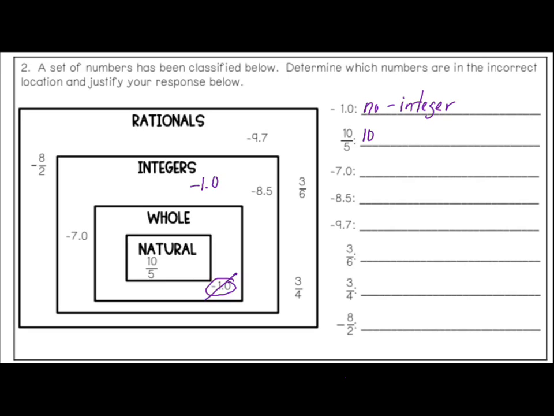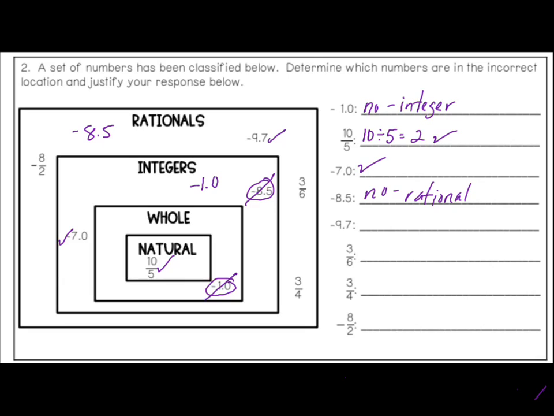Well, 10/5 really means 10 divided by 5, which is 2, which would make it a natural number. It's in the right location. -7.0 would be an integer, and it is in the correct location. So far, these two have been good. -8.5, we have a decimal. It's terminating, it ends. So that means it has to be a rational number. But look, they have it in the integer box. That's incorrect. It should be in the rational box. So we're going to label that no, that it is rational because it has that decimal.